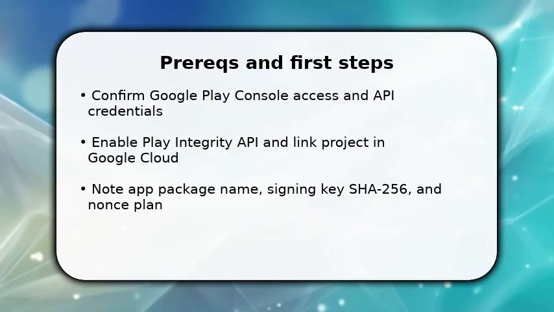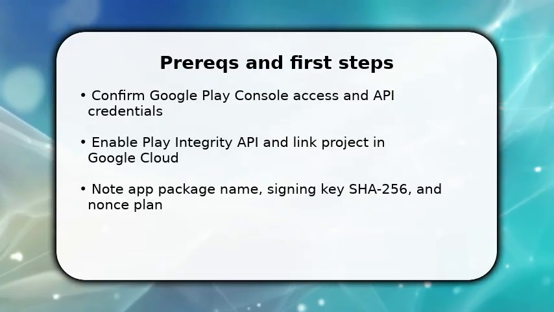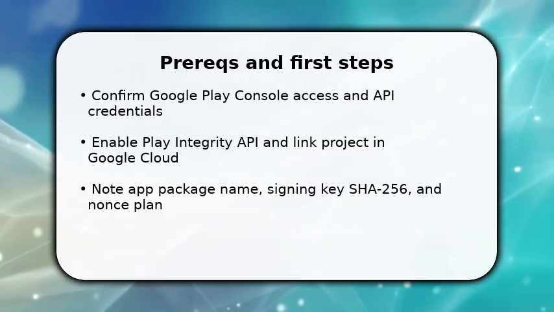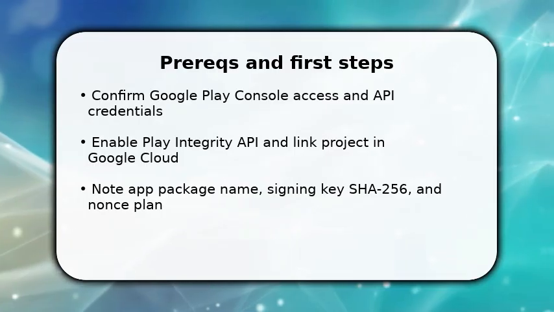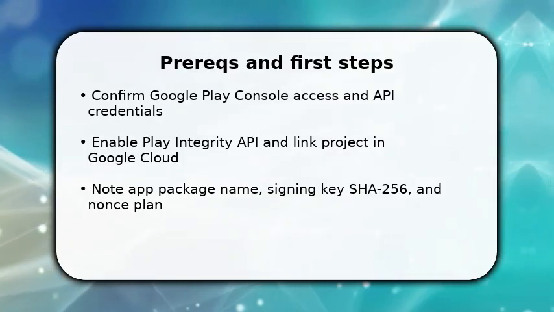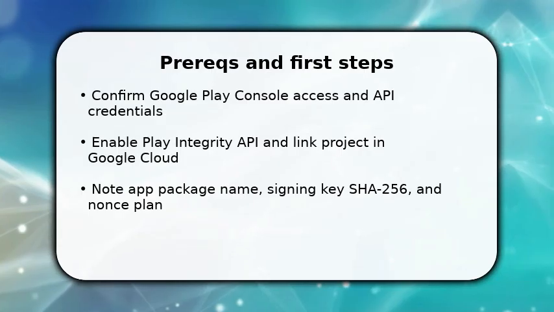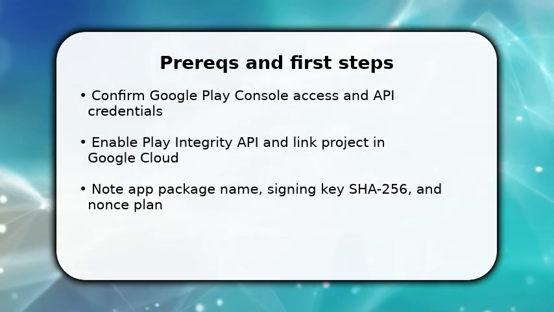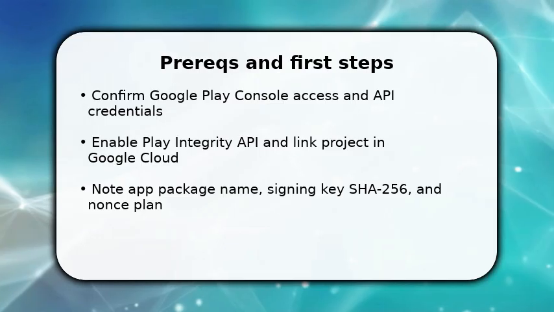You start by confirming access, open Play Console, and ensure you have owner or developer permissions. Once done, enable the Play Integrity API in Google Cloud and link the same project to your Play Console. This is critical so tokens validate.